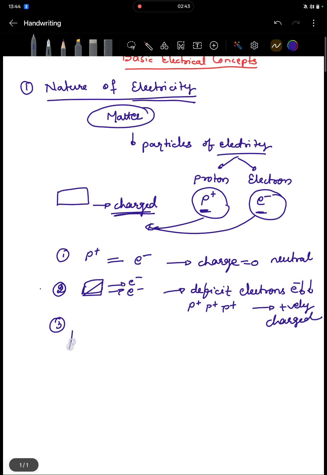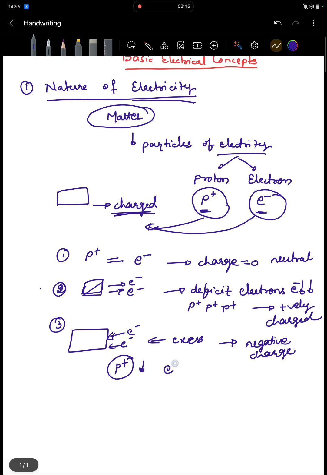Next, I will consider another neutral body. If I supply some excess electrons to this body, we get an excess of electrons, so the body will attain a negative charge. The number of protons is less than the number of electrons, so this body is called a negatively charged body.